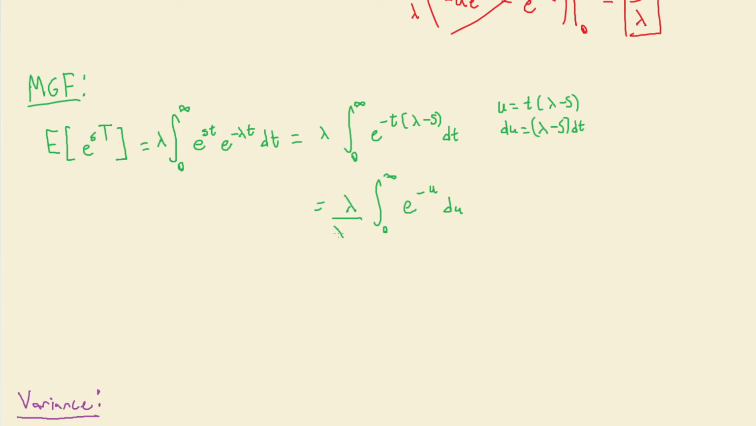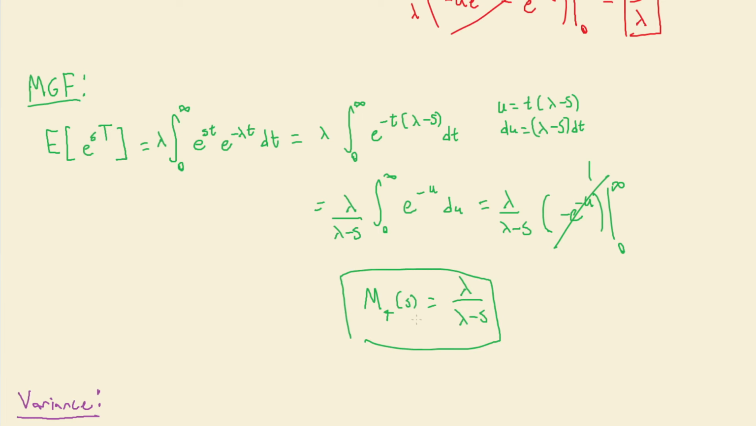And so we'll get lambda over lambda minus s. And now this integral is very easy. This is just lambda over lambda minus s, and then we're multiplying by negative e to the negative u, evaluated at 0 and infinity. Evaluated at infinity, this is going to go to 0. Evaluated at 0, we're going to get negative 1. This is going to be 0 minus negative 1, so this whole thing is going to go to 1. And we'll just be left with lambda over lambda minus s. And so our moment generating function for our distribution here is just going to be lambda over lambda minus s.